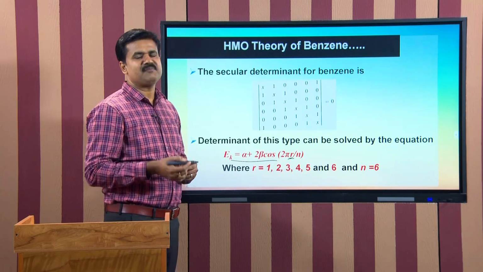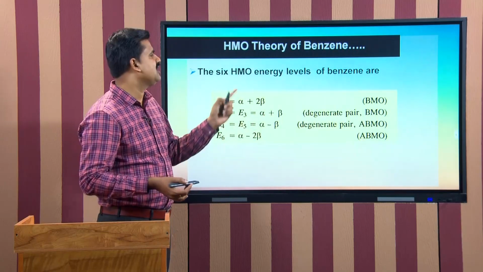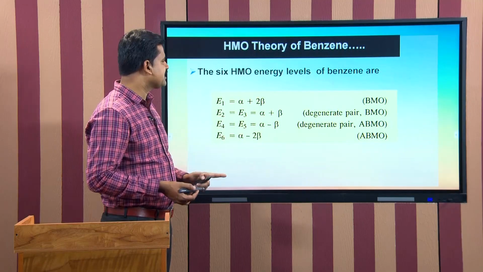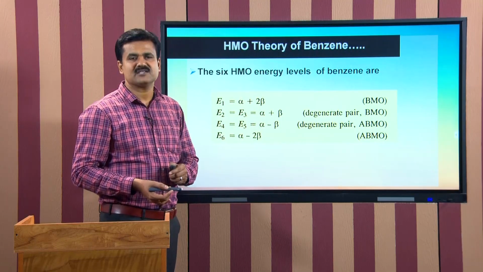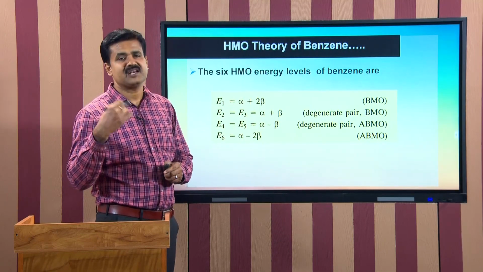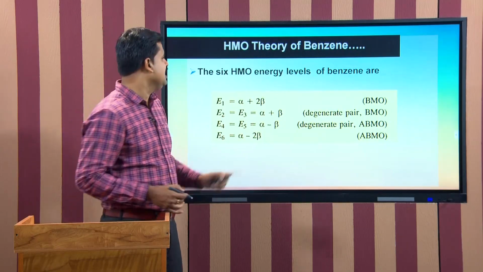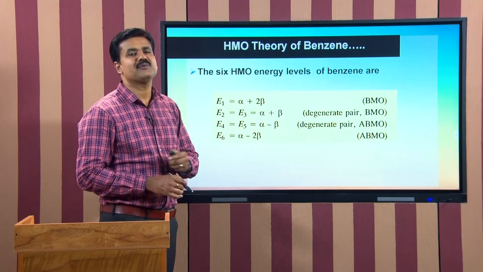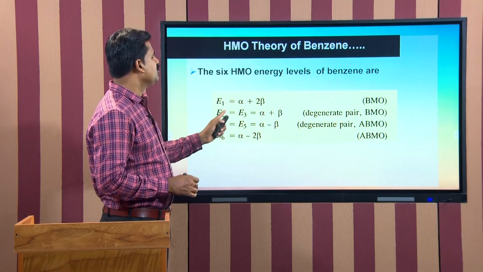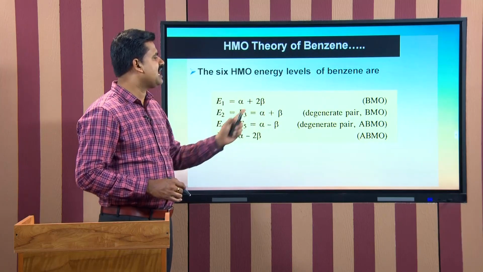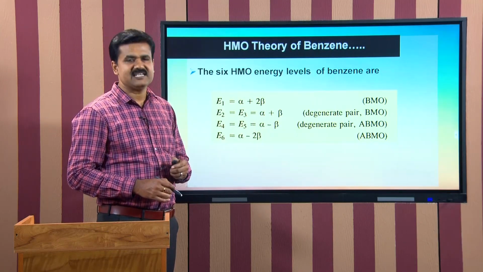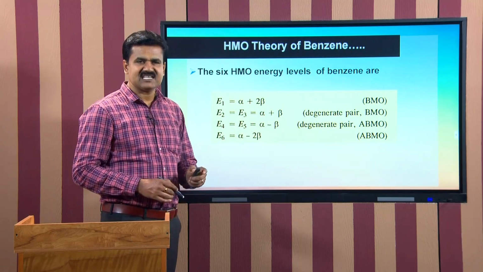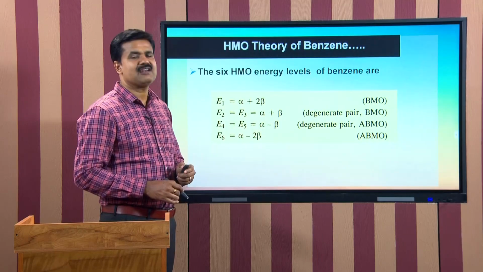If 2 levels have the same energy, it is said to be doubly degenerate, and we got these energy levels for benzene. E1 is a low energy system having an energy of alpha plus 2 beta. We previously studied that alpha and beta both are negative quantities. So, E1 is the low energy state and its energy is alpha plus 2 beta, that is a bonding molecular orbital. E2 and E3 have the same energy alpha plus beta, so it is said to be doubly degenerate. They are also bonding molecular orbitals. E4 and E5 have energy alpha minus beta, and E6 has an energy alpha minus 2 beta.